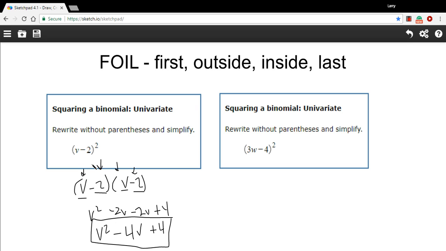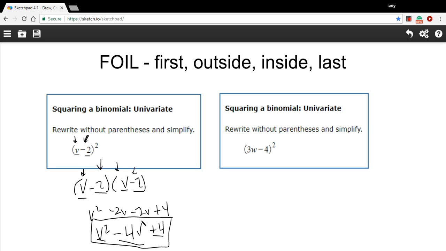But what's the pattern here? Well, the first term is going to be the first term squared. The last term is going to be the last term squared. This is a negative 2 squared, which is a positive 4. The middle term is going to be this times 2, because there's always 2 of them.